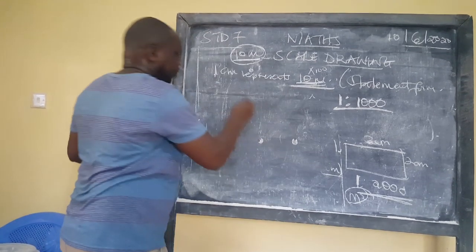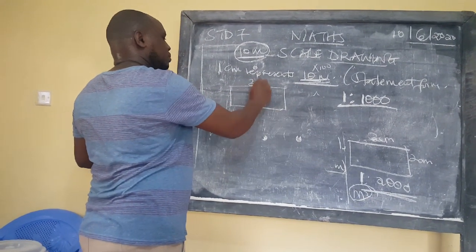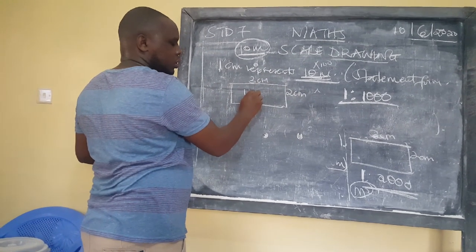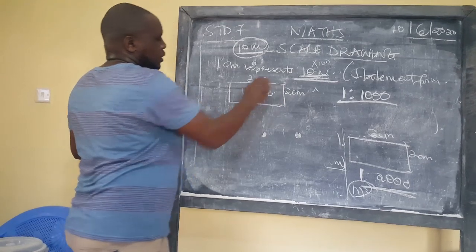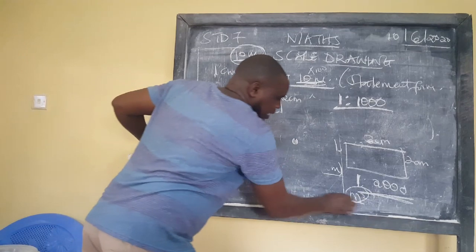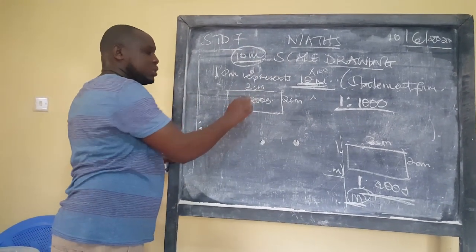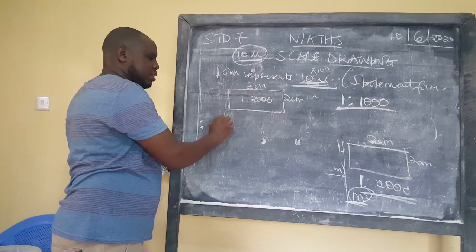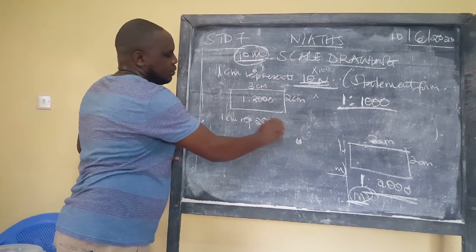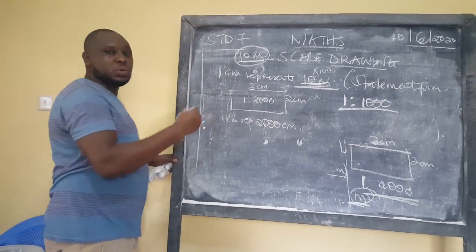If you are given a figure like this, 3 centimeters and 2 centimeters, and the scale used is 1:2000, Lana, and they have asked you in terms of meters, the area in meters. Whenever you get a question like this, come to the scale. 1 centimeter represents 2000 centimeters. Change it into a statement scale so that you can be able to see what you are doing.